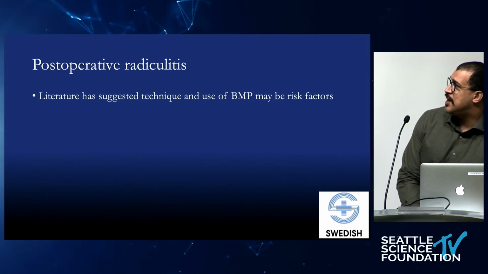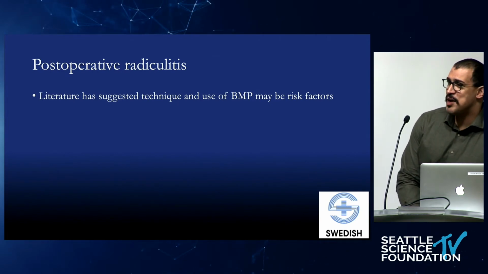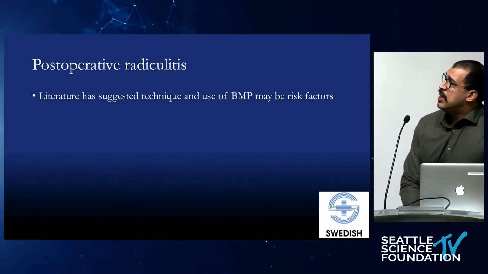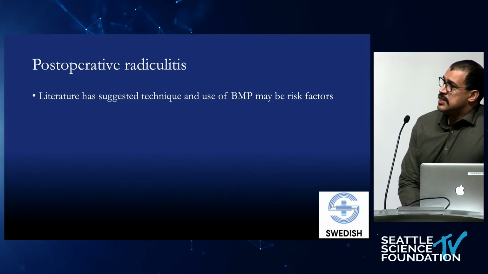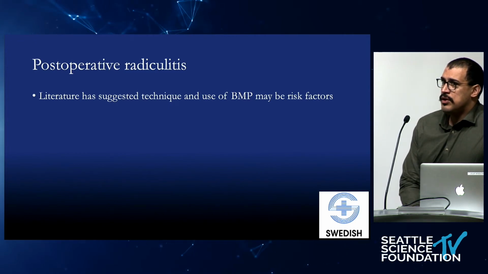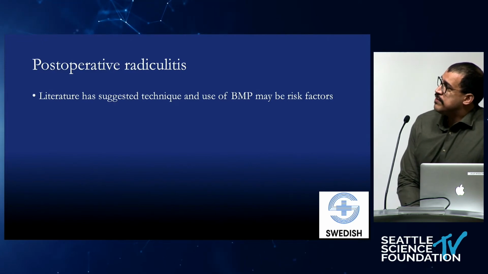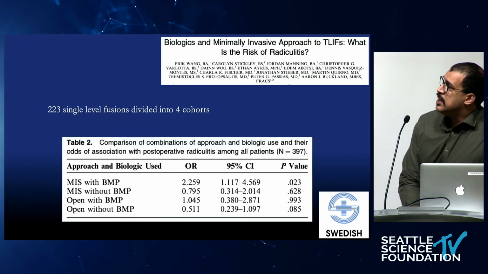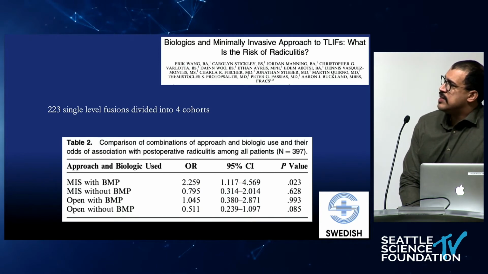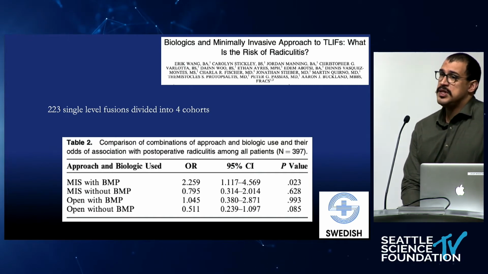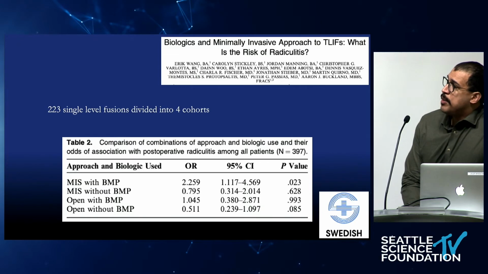Postoperative radiculitis, I was very upset when I had my first one. It's a part of MIS TLIF. People have said that it's the technique. We're working through Kambin's triangle. There's very little room there. Or is it direct irritation of the nerve? Is it the use of BMP? This recent study where they looked at 223 cases, MIS, open with and without BMP, and both MIS and BMP were significant risk factors for postoperative radiculitis.